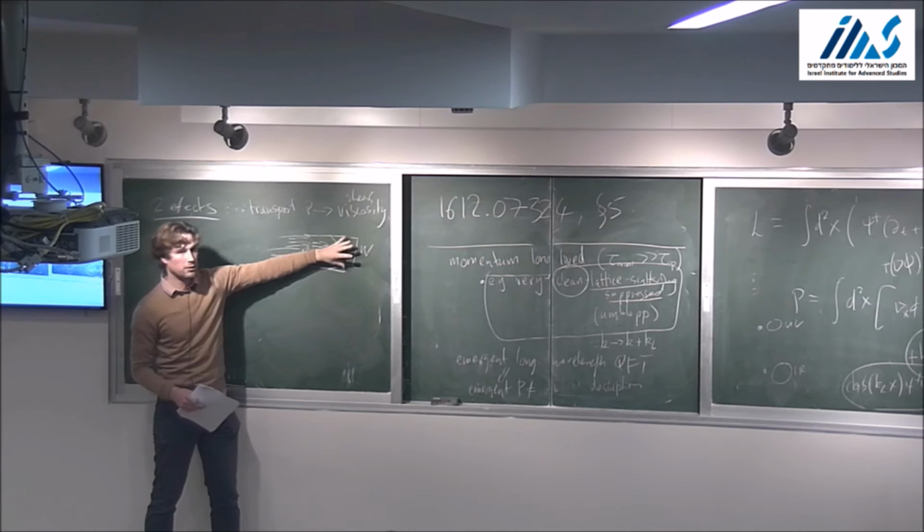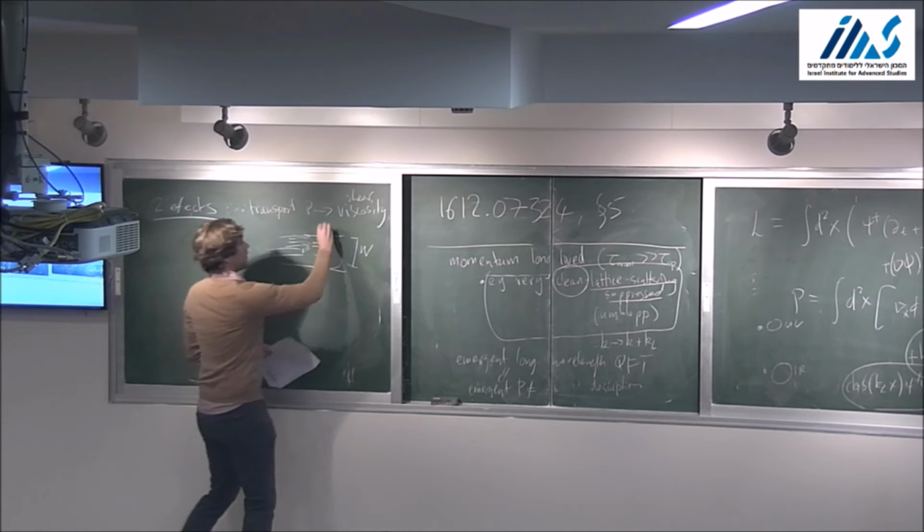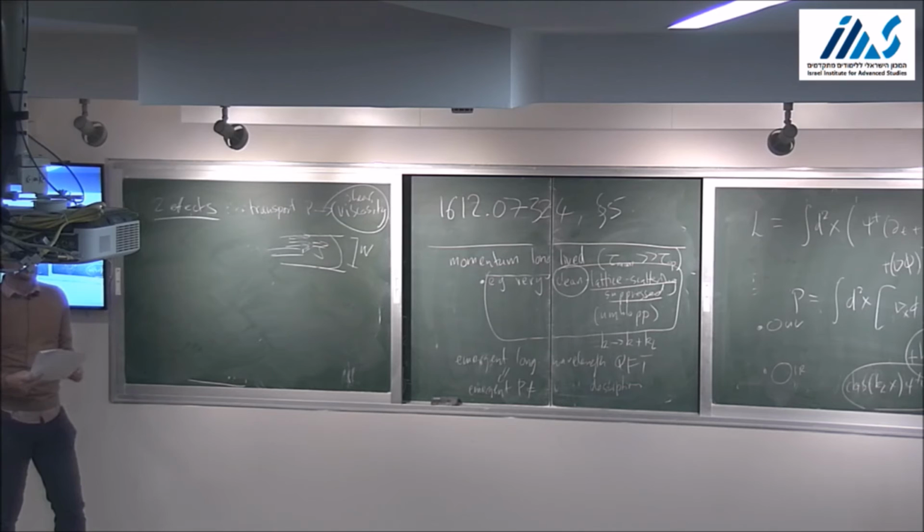So for example, one signal of a viscous effect in a metal is that the width dependence of the resistivity is different. That's something you can do. These are viscous effects that will absolutely not be there in a Fermi liquid. Well, most of the time.